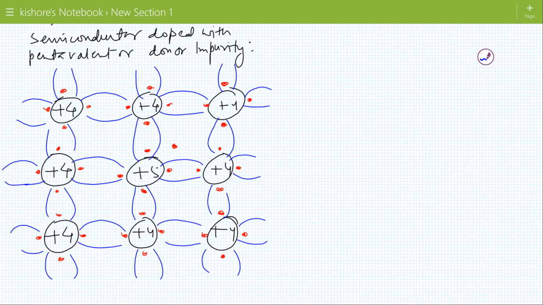So this is the donor ion, and this electron is the excess free electron.